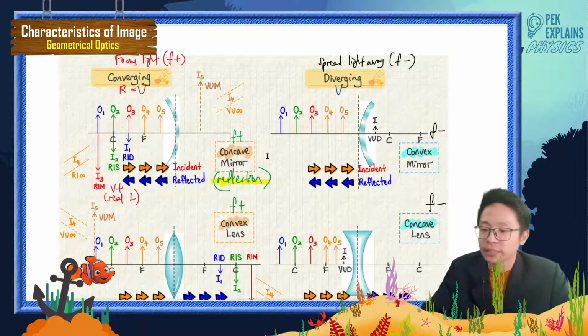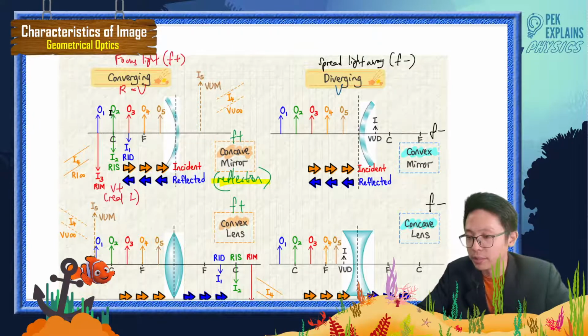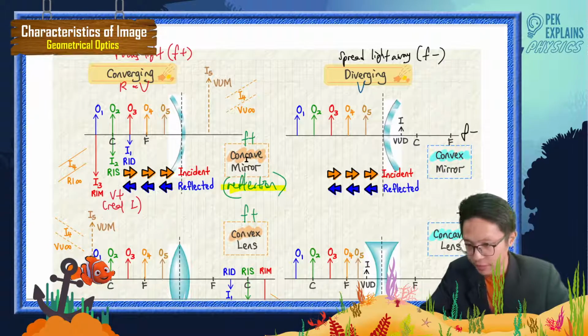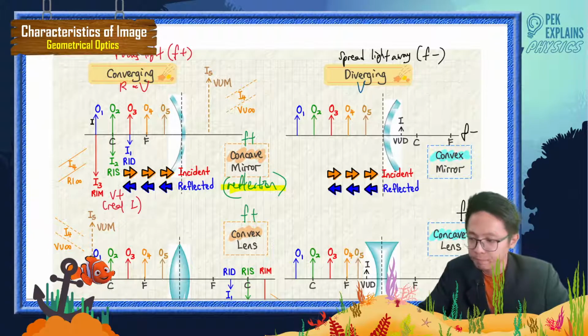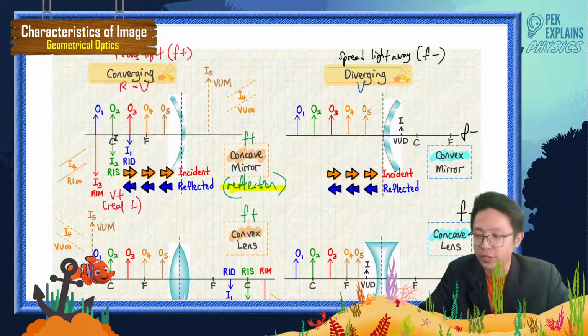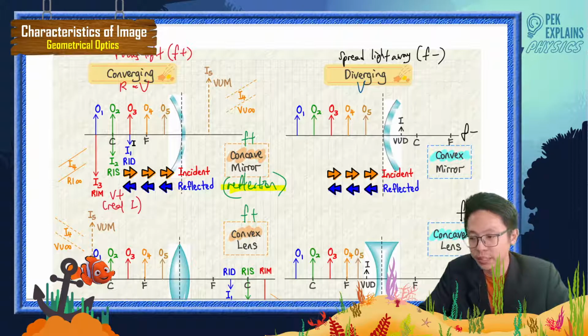Now for this one, look at the concave mirror. If the object is more than the center of curvature, very far away, it will form a real, inverted, diminished image, RID, over here. That means it forms between F and C. Smaller, inverted, and real image. It's a real image because it is the same side as the reflected ray. When the object is very far away, the image is very near to the mirror.